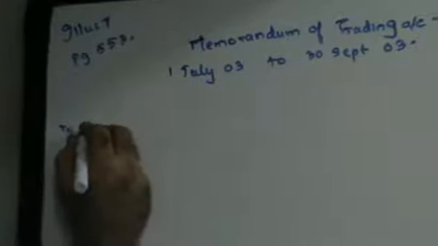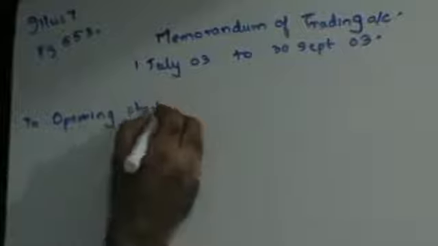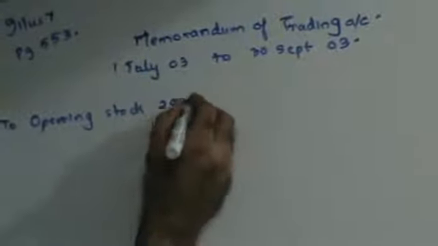Stock. They've given you opening stock. How do I know it's opening stock? Because they've given you stock as on 30th June 2003. So 30th June and 1st July is the same thing. To opening stock, amount is 2,92,500.